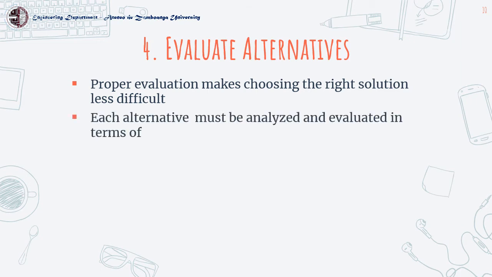So each alternative must be analyzed and evaluated in terms of three factors. So you have the value. This refers to the benefits that we can expect from implementing this alternative. Say, for example, you expect to have a net profit of 10 million per year if this alternative is chosen compared to this other alternative.